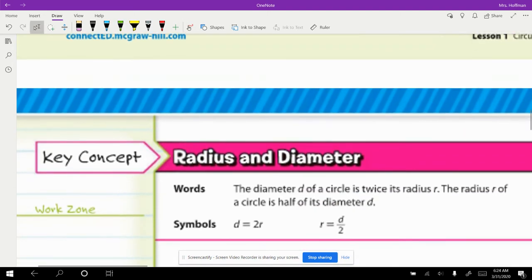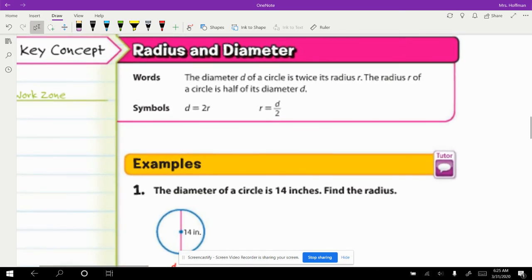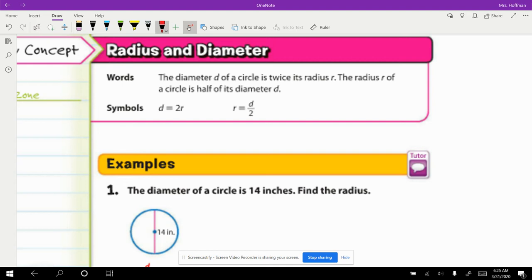Moving on to the next page. It gives you some examples here that you will need to know, some formulas that will be very important. So if you haven't already, these 2 formulas are going to be incredibly important for this lesson. The diameter is twice the size of the radius. That's what this first one means. And the radius is half of the diameter. So they're saying the same thing if you think about it. There are just 2 different ways to write the same formula, depending on which one you're trying to find.